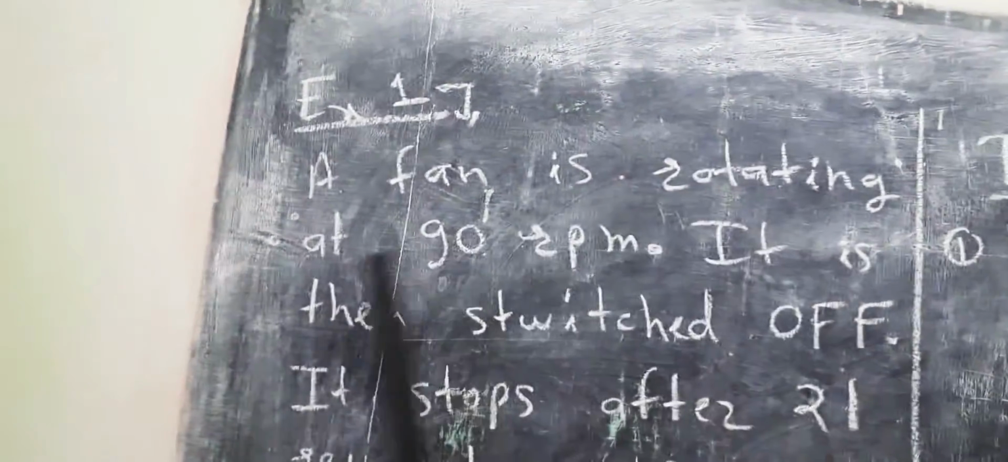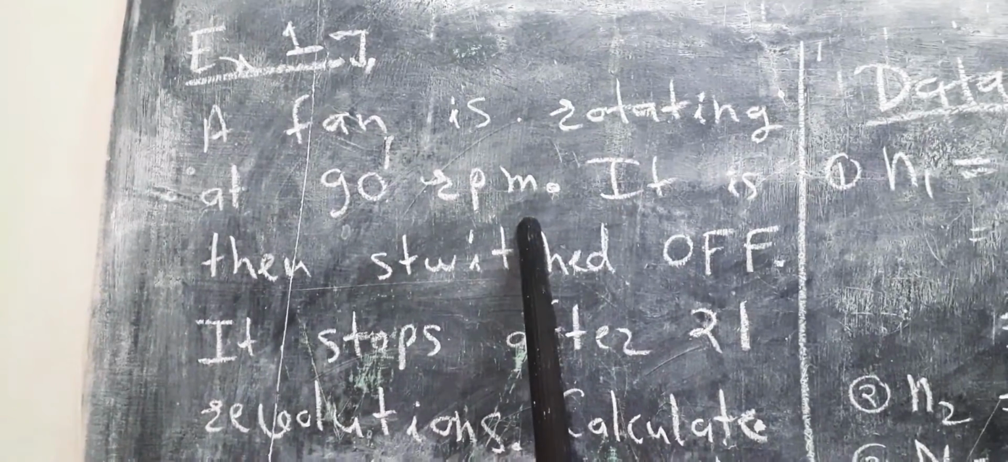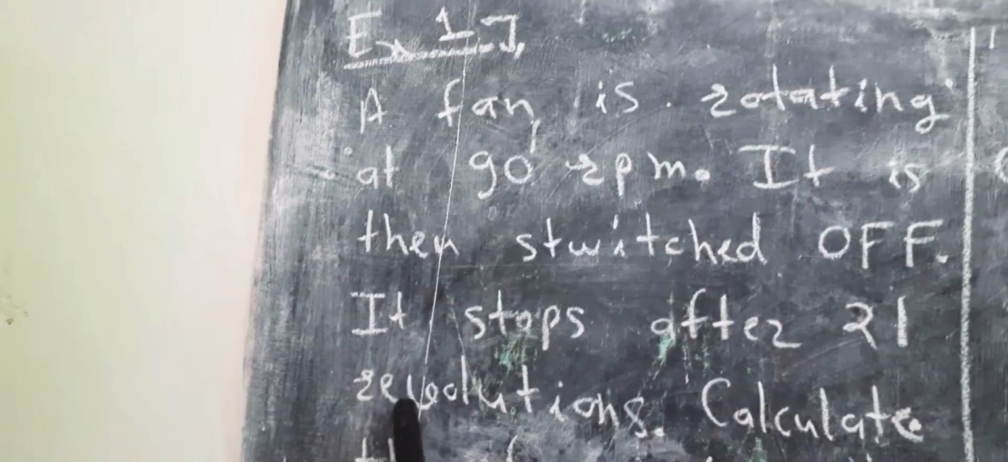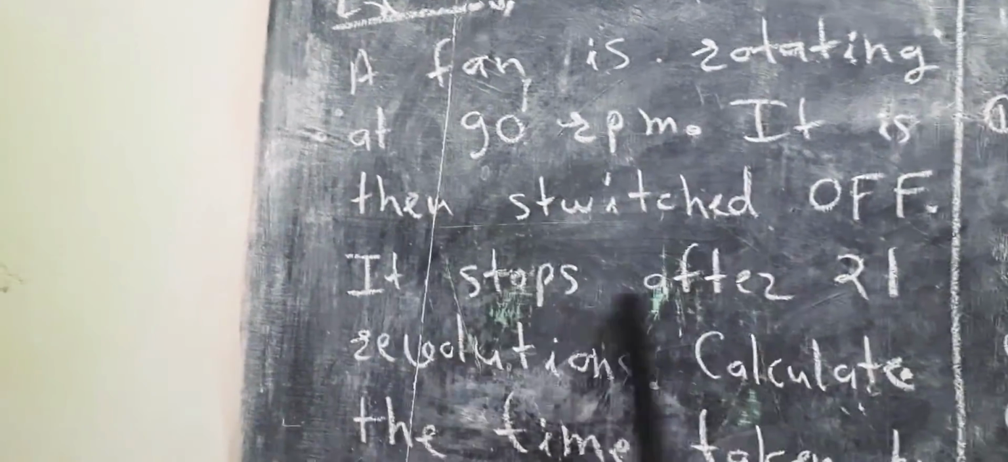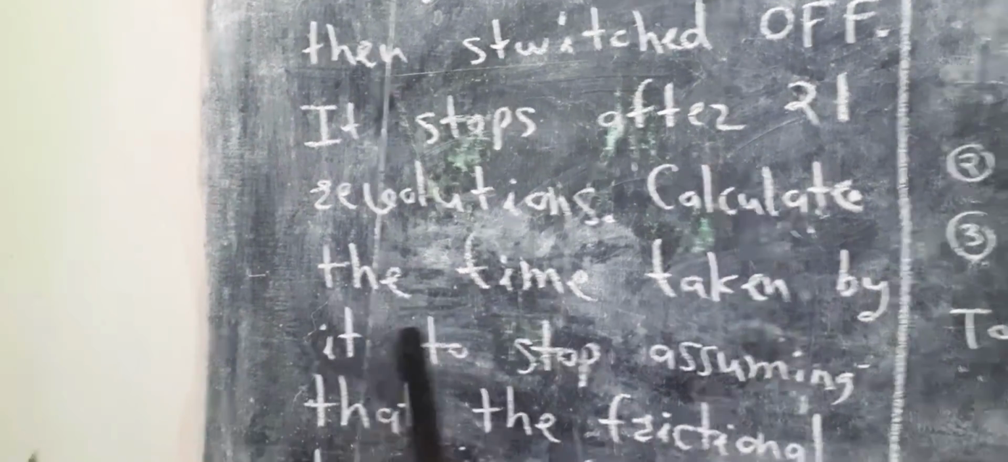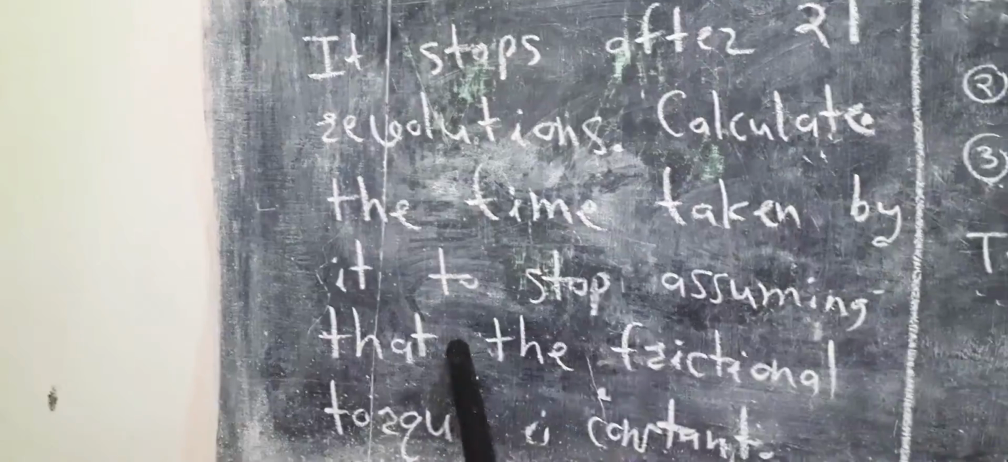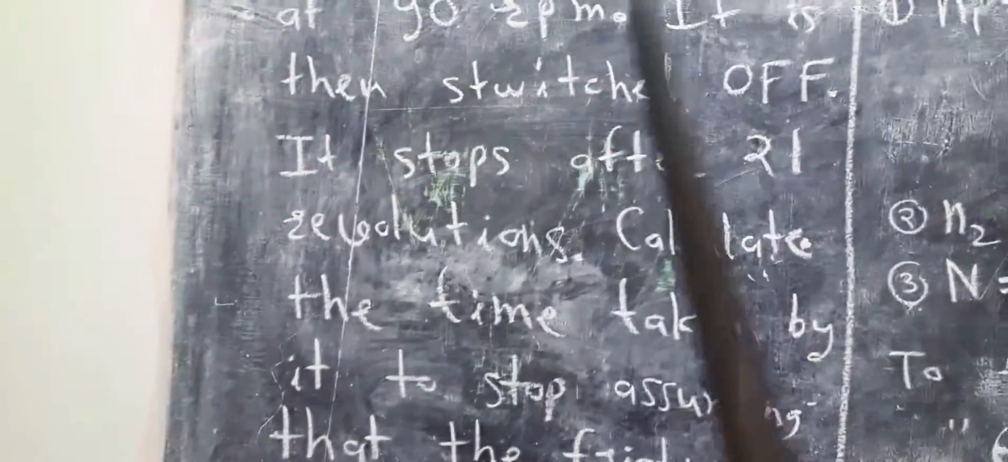A fan is rotating at 90 rpm, revolutions per minute. It is then switched off. It stops after 21 revolutions. Calculate the time taken by it to stop, assuming that the frictional torque is constant. So we are given this example.